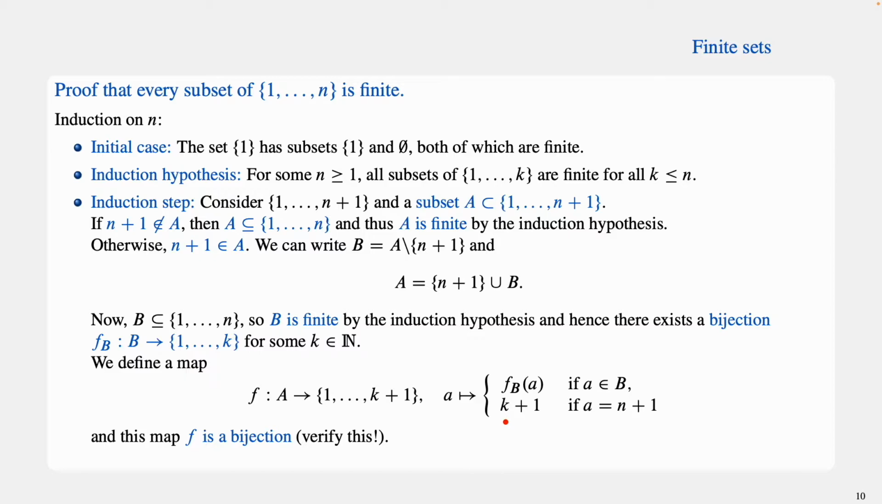So f is injective, and it is also surjective because f_B has all the numbers from 1 to k in its image, also by f_B being a bijection. And then the only missing one in this set here is k plus 1, but the element n plus 1 is mapped to k plus 1, so all of the numbers from 1 to k plus 1 appear in the image of f, so it is surjective as well. And that makes it a bijection. So we have a bijection from A into the set of numbers from 1 to k plus 1, and that means A is finite. So in any situation here, the subset A of the numbers from 1 to n plus 1 is finite, and then by induction it follows that this generally holds for all the sets of numbers from 1 to n.